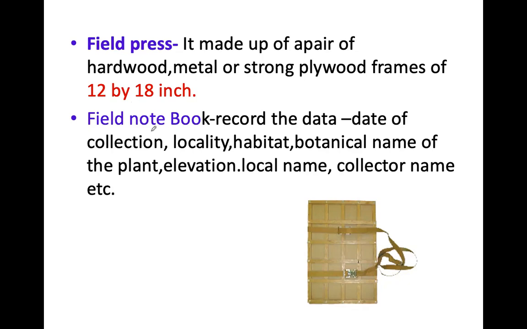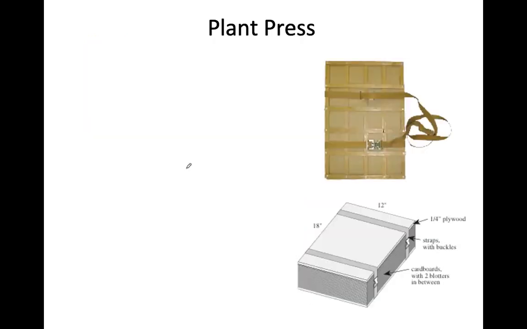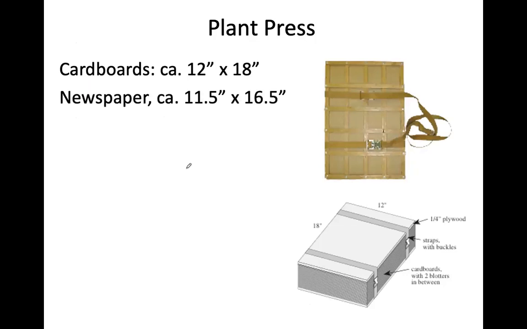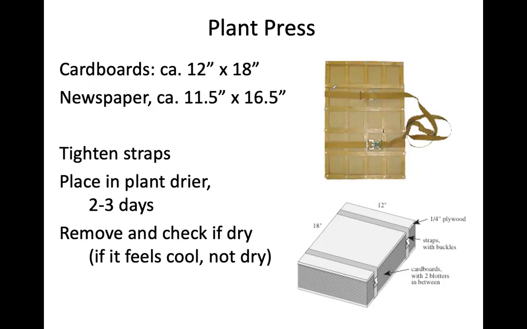And then the field notebook. This is to record the data of collection: locality, habitat, botanical name of the plant, elevation, local name, and collector name. You have to record these in the field notebook. And the plant press. These are the plant presses: cardboard 12 inches by 18 inches, maybe newspapers, and tightened straps also. These are the straps.